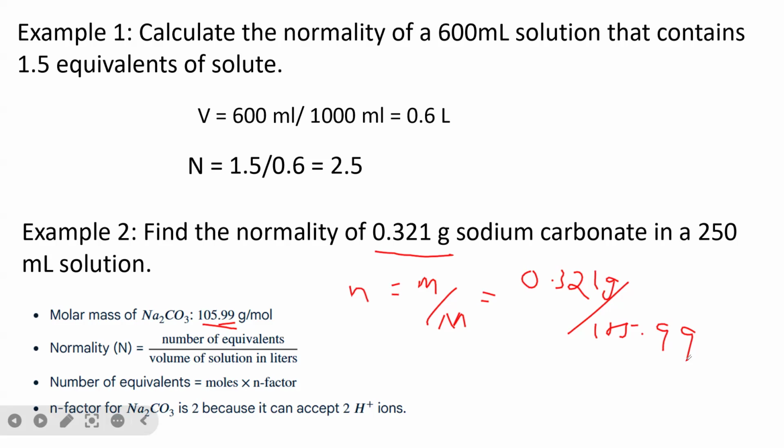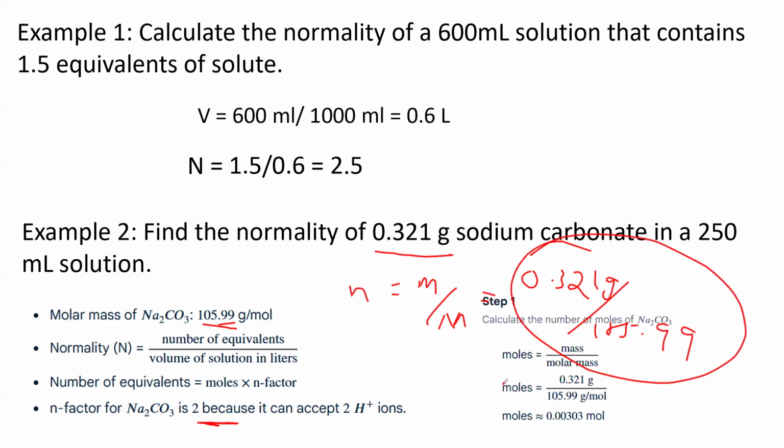After you calculate it, you now need your n factor. So what is the n factor of this? Because it is sodium carbonate, it will dissociate in water and produce 2 sodium ions and one carbonate ion. Because sodium can completely ionize or dissociate in water, the n factor is equal to 2. So after you calculate the moles, you are going to multiply it by 2.